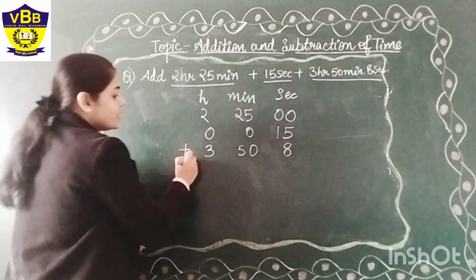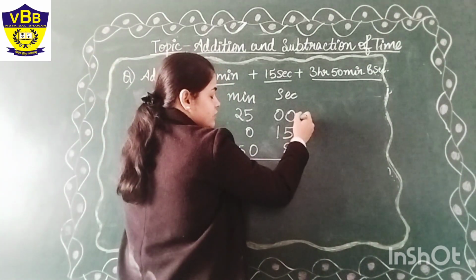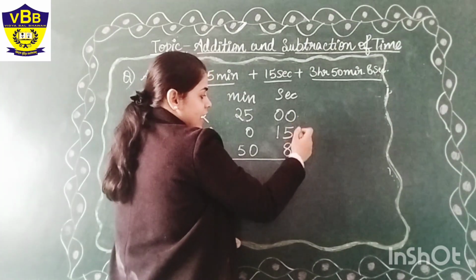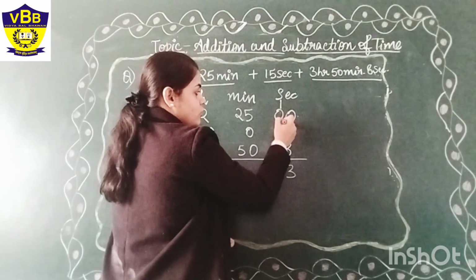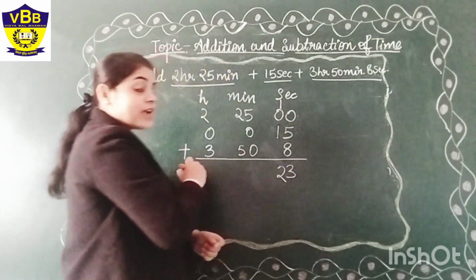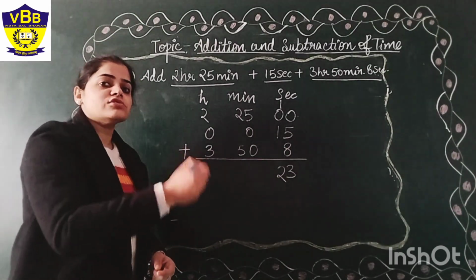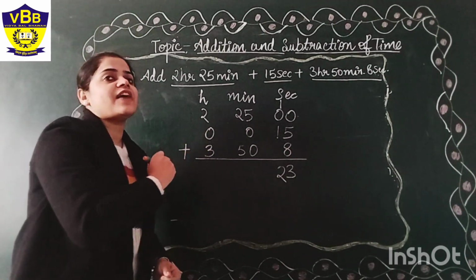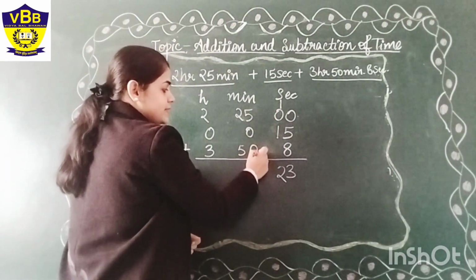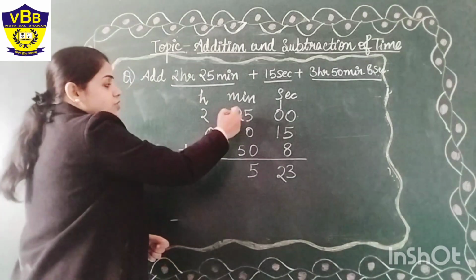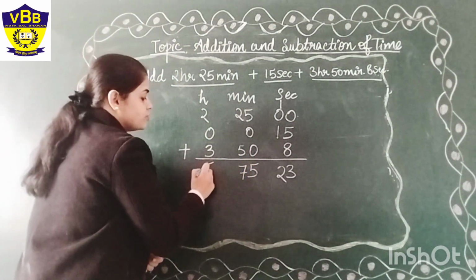So we will add all these numbers. How to add this? 0 plus 5 plus 8, that will be 13. 1 plus 0 plus 1, that will be 2. Try to solve by yourself, students. You can pause the video, try to solve by yourself and then verify your answer. Now 5 plus 0 plus 0 will be 5. 2 plus 5 equals 7 and 2 plus 3 equals 5.